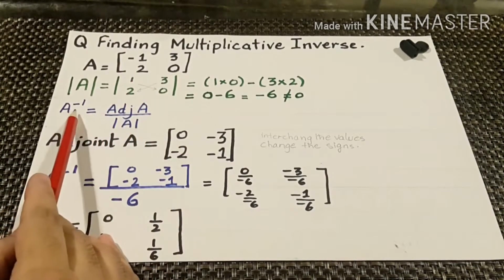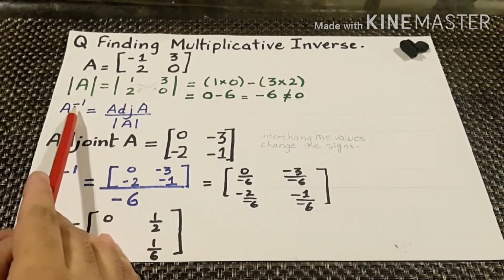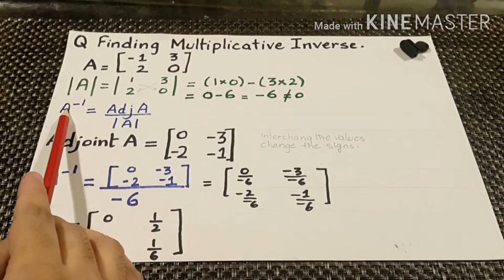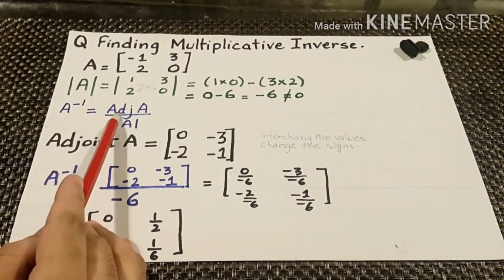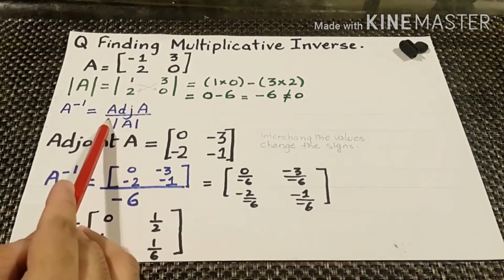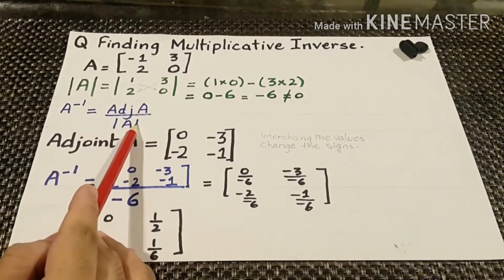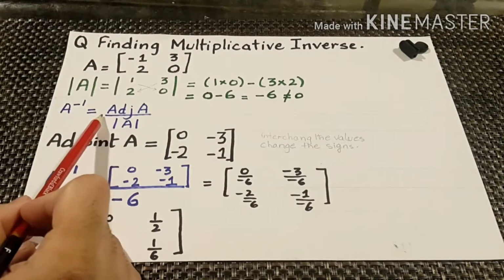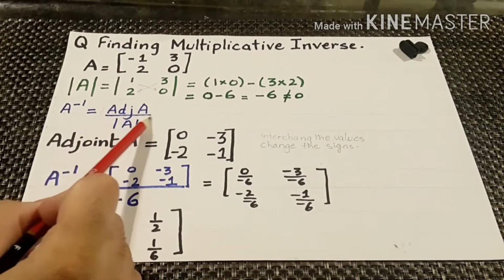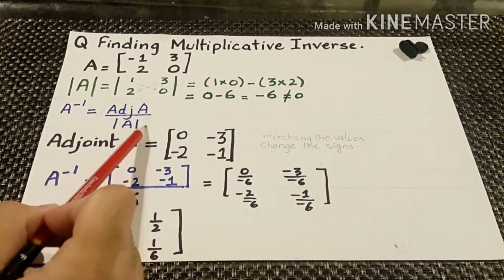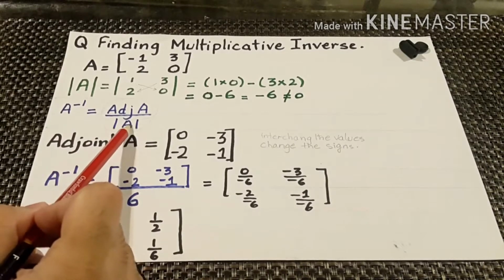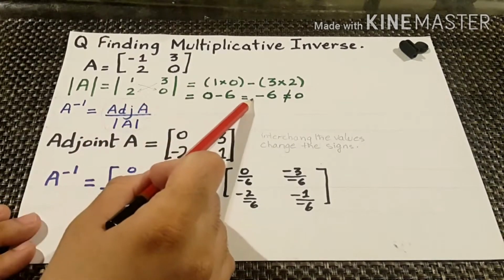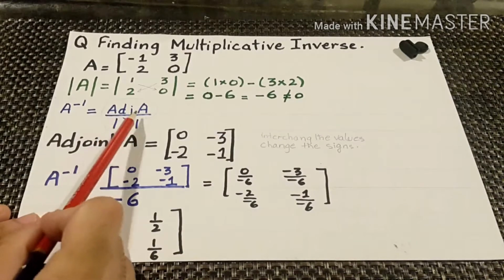Now we come to finding the inverse. The formula for finding the inverse is A inverse is equals to adjoint of A divided by determinant of A. Now here we have to find two things. First is the adjoint of A and the other is the determinant we have calculated, that is -6. So we find adjoint of A.